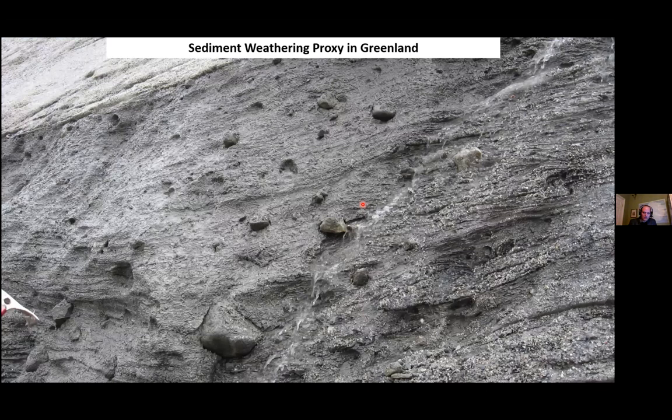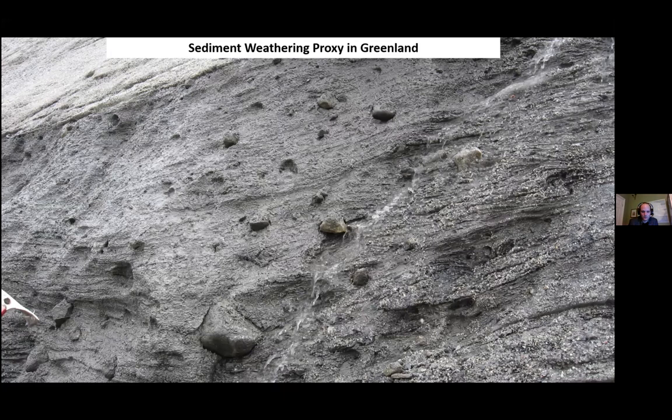So I'm going to briefly try to share a little bit of data from Greenland as well to put some broader context to the sediment tracer. So this concept of looking at sediment weathering products rather than just looking at water compositions, I also tried in Greenland as part of my PhD, although it didn't work quite as well there, and you'll see why.